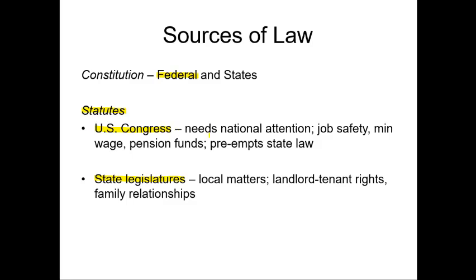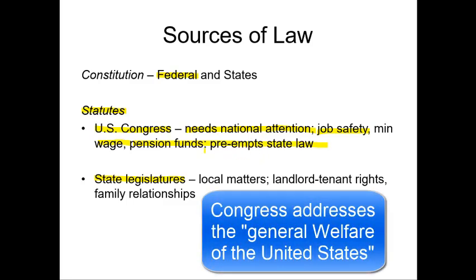But the U.S. Congress typically tackles situations that need national attention. Obviously, if there are local issues or state-specific issues, they may not necessarily get national attention until they become important enough to perhaps need some sort of jurisdiction over the entire United States population. We're also looking at things like job safety, minimum wage, pension funds, and as I've said before, U.S. congressional legislation preempts state law.